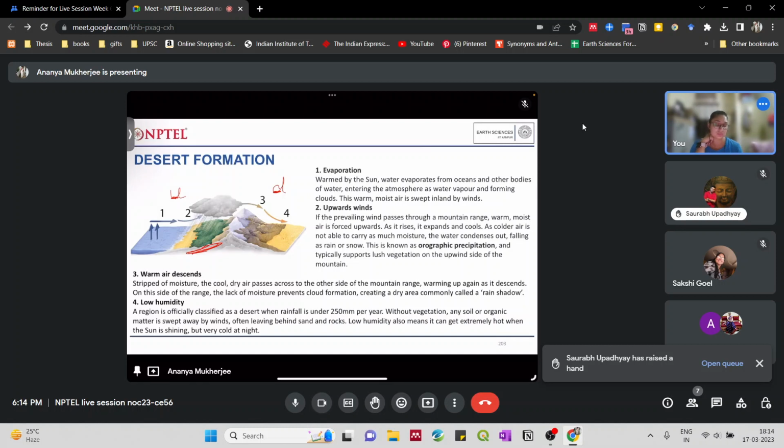Yes, Sora? I have a question here. This orographic precipitation is okay, but if some area is receiving less rainfall, does it necessarily mean it is forming a desert? No, it is not necessarily forming a desert. It won't be a desert, but it may be a drought-prone area. Like you have the Vidarbha region in Maharashtra. Per se it is not a desert, but we know that it is drier.